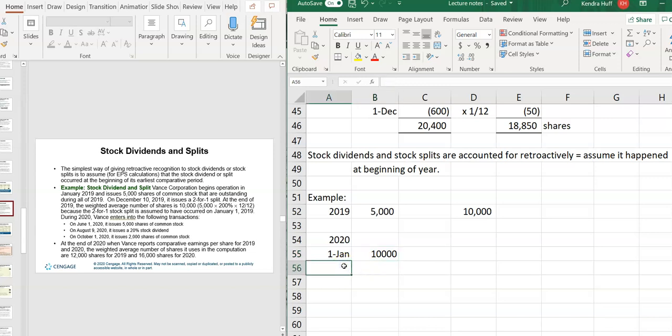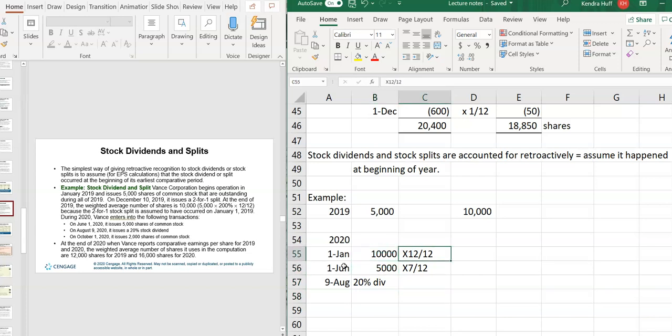And we had that all year, so it's going to be times 12 over 12. Then on June 1st, we issued another 5,000 shares. So that's times 7 over 12. Then in August, we did a 20% dividend. Doesn't really matter the date. Now what that means is I have to go back up to here, and these are both going to increase by 20%.